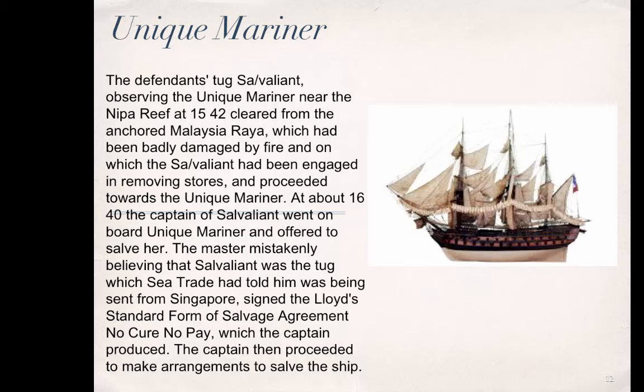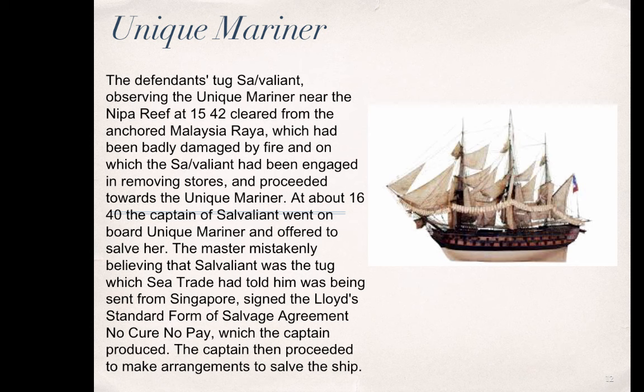Definitely, the owner of South Valiant will want to claim salvage reward or salvage remuneration from the owners of Unique Mariner, right? And the owners of the Unique Mariner will say, "Hey, the master made a mistake, or rather, I did not give the master power to sign the Lloyd's open form to you, because the master is signing with a wrong party. So since I don't give the master the power to sign with you, I don't owe you anything."